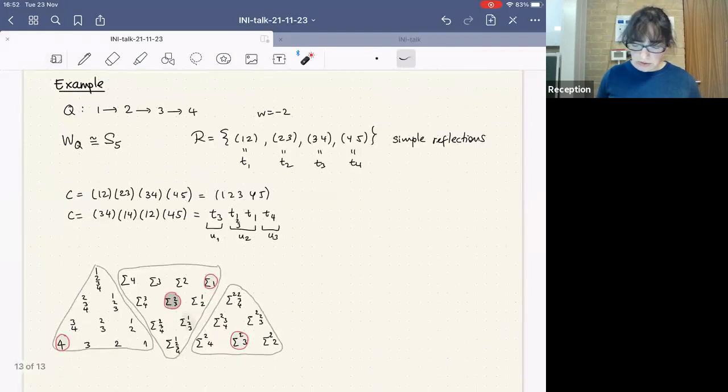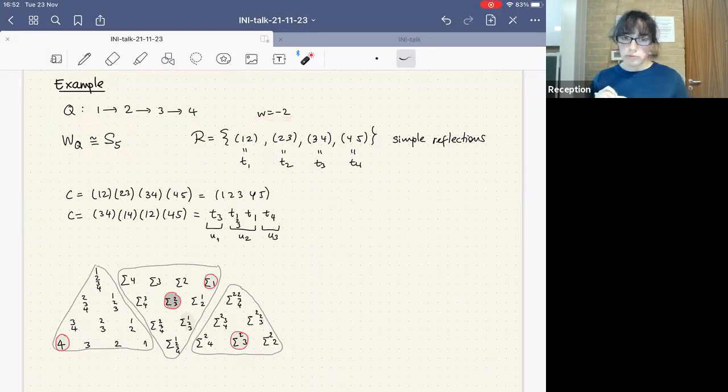So how does this bijection go? It's better to see in an example. Again, this was already known, but we generalize this for cyclic quivers. So take type A. We know that the Weyl group here is the set of permutations S_5.